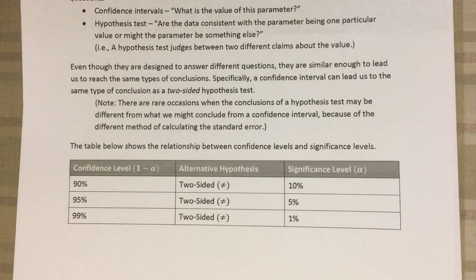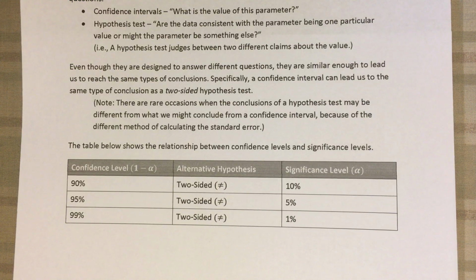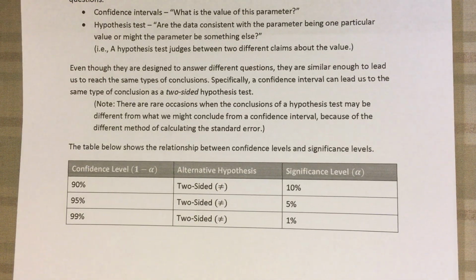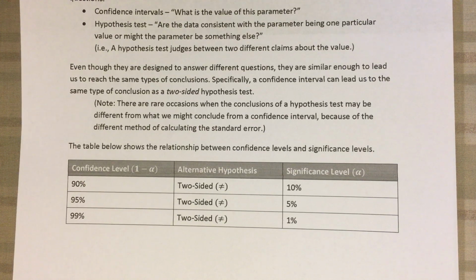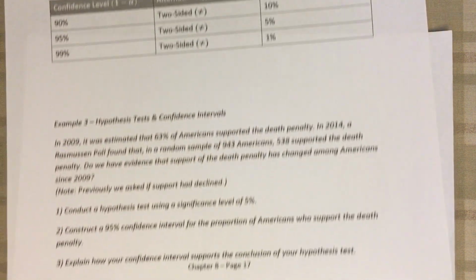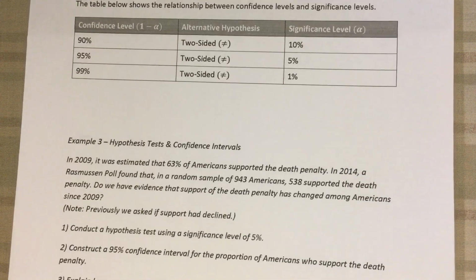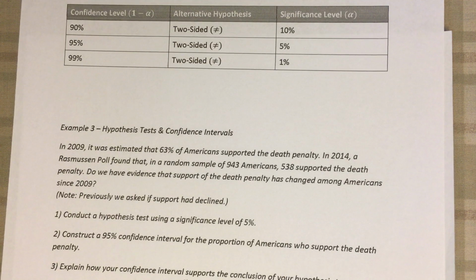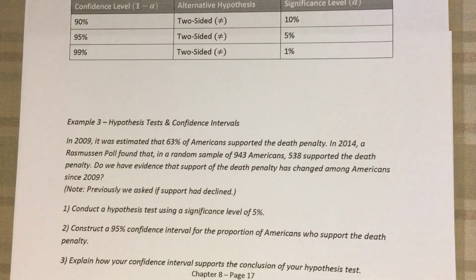There is definitely a direct relationship between our confidence levels and our significance levels. They're complements of one another. A confidence level of 90% is related to a significance level of 10%, 95% to 5%, and 99% to 1%. All of these are two-sided tests to make those comparisons.